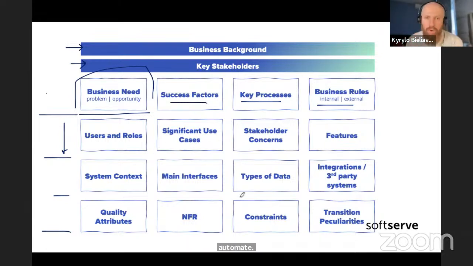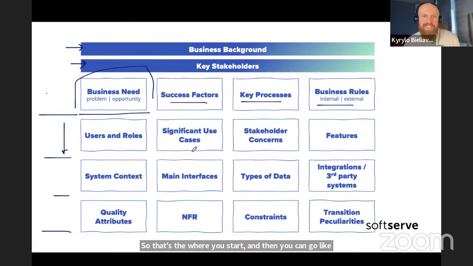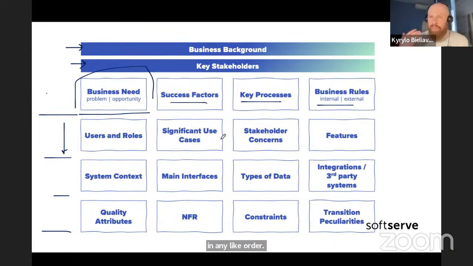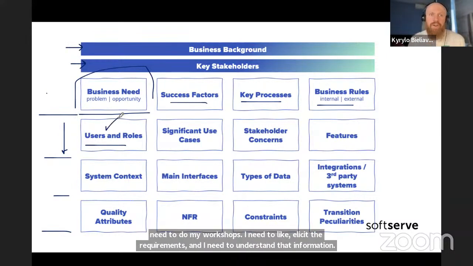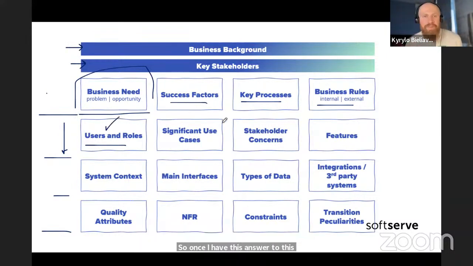And then you can go in any order. There's no particular schema behind those boxes. But definitely what you need to understand is: do I understand the users and user roles of the system? Yes, I have to understand it. I need to ask my questions, do my workshops, elicit the requirements, and understand that information. Once I have this answer, I say, okay, this checkbox for me is checked.